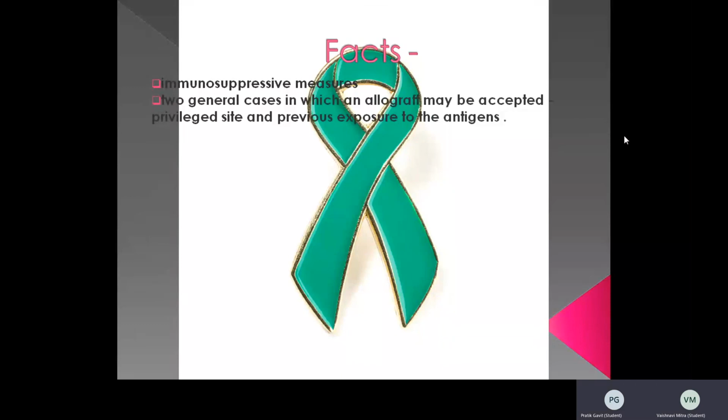There are two general cases in which an allograft may be accepted. One is when the cell or the tissue is grafted to a so-called privileged site that is sequestered from immune system surveillance. And the second is when a state of tolerance has been induced biologically, usually by previous exposure to antigens of the donor in a manner that causes immune tolerance rather than sensitization in the receptor.